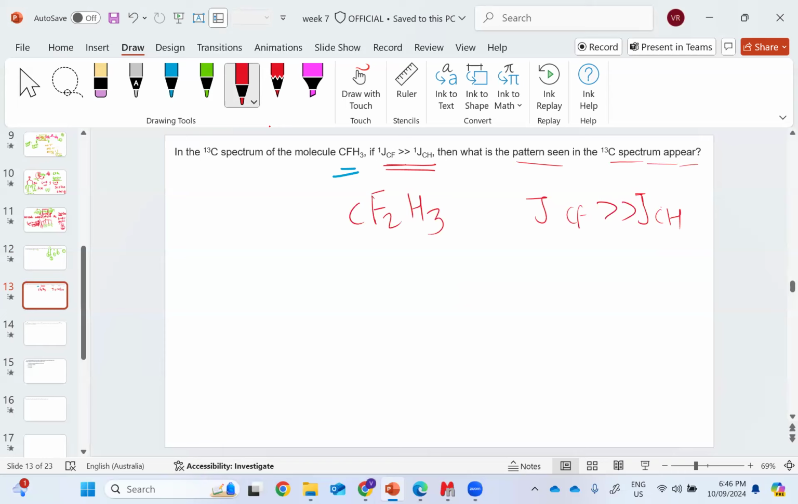As I mentioned, whichever coupling is higher, show the splitting due to that one first. Here, because we have two fluorine atoms, we get the triplet with intensity 1 to 2 to 1, right? Then later, because of these hydrogens, we need to show the splitting. So again, this will be in the ratio of 1 to 2 to 1. So we get the triplet of triplets here, right? Does anyone have any doubt here?